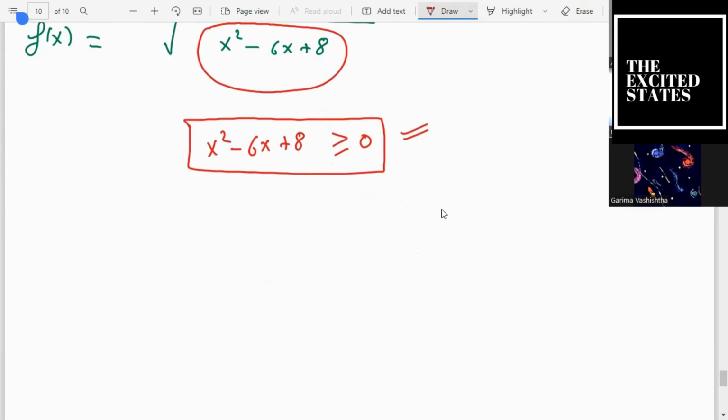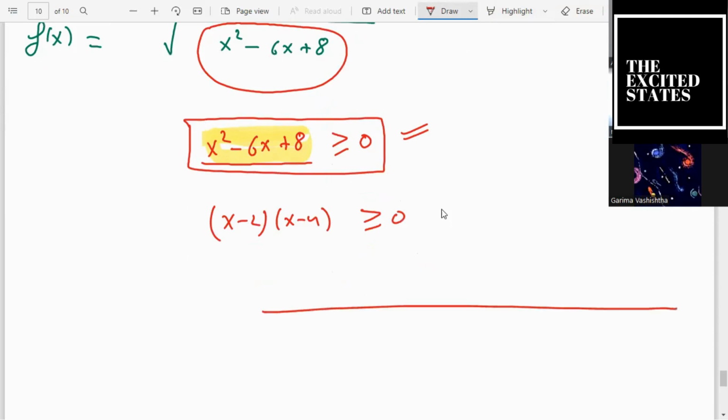So how will we solve this inequality? I just told you the wavy curve method. Just factorize it. Can you factorize this on the left side? x minus 4, x minus 2, correct. So x minus 2 and x minus 4 is greater than or equal to 0. What are the critical points? The critical points are x equal to 2 and x equal to 4, those points where the individual brackets will be 0.